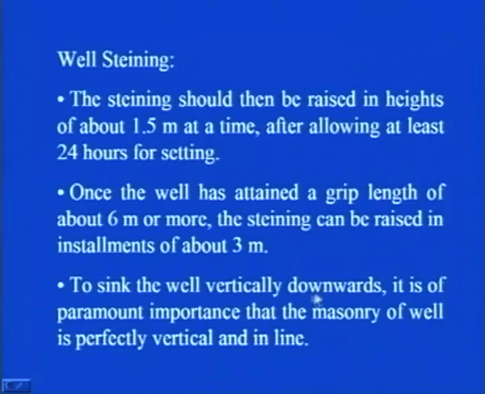Now, to sink the well vertically downwards, it is of paramount importance that the masonry of the well is perfectly vertical and in line. So, we need to keep a check that when you go for the construction of well steining, first, it should not be too high at first instance when the grip length is less, and when the grip length is more than 6 meter or so, then you can go in installments of 3 meter height of well steining. Then we have to keep in mind that the masonry or the concreting being laid in well steining has to be perfectly vertical and in line.